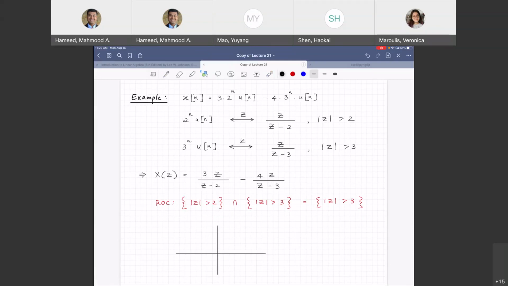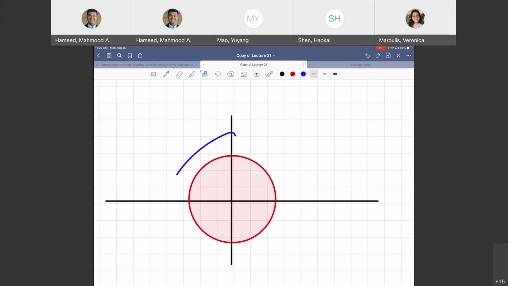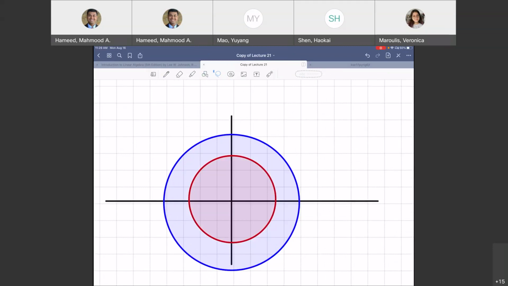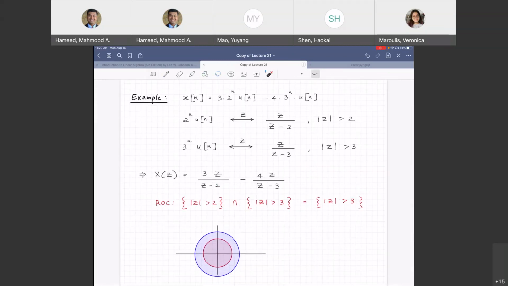Let me draw one. All right, so I've got the 2 and the 3, right? So outside the red one, outside the blue one, the intersection is going to be only outside the blue one, right? So magnitude of z greater than 3 is going to be your ROC. So everything outside this.